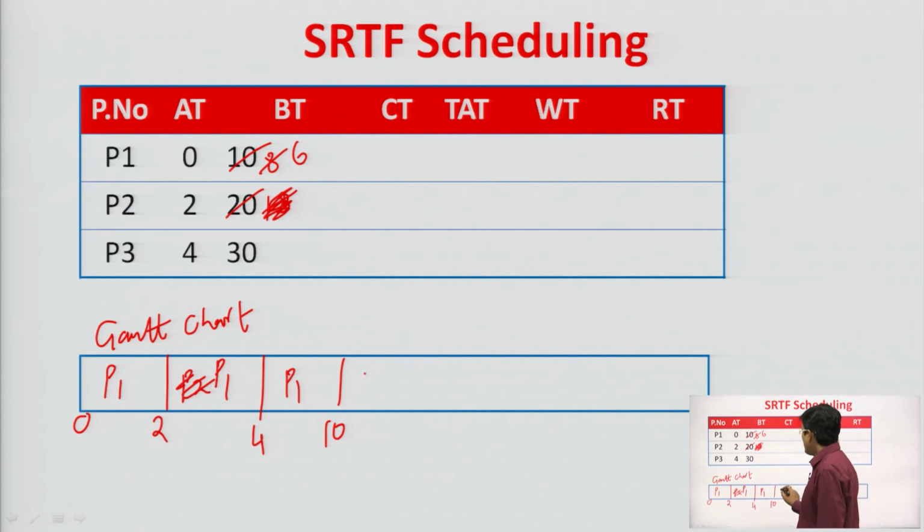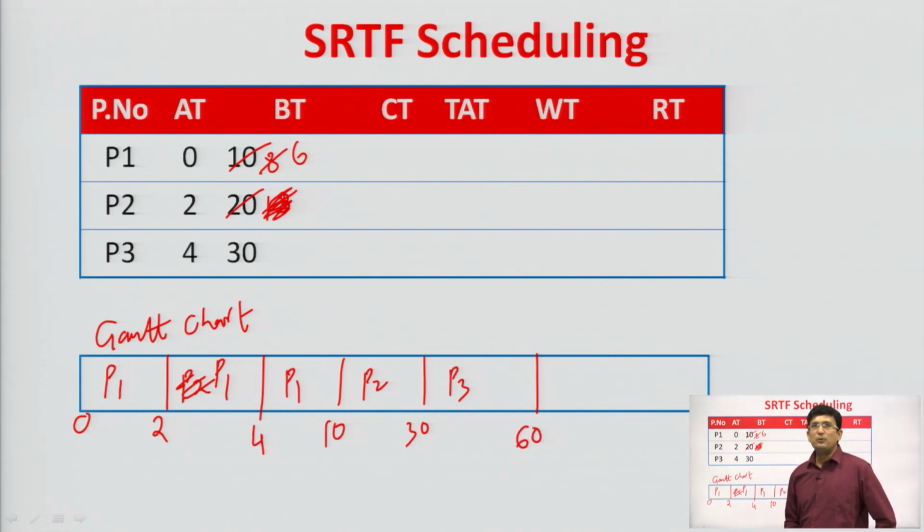After this, the smallest one is P2, so let us pick it up and run it to completion, from 10 to 30, because its burst time is 20. Now, let us take process P3 and run it to completion; it will finish at 60. Let us compute the required parameters one by one. Looking at the Gantt chart from right to left, P3 finishes at 60, P2 finishes at 30 and P1 finishes at 10.